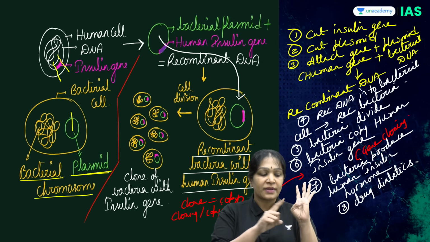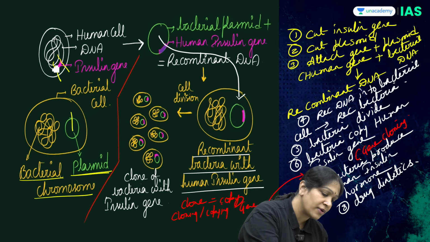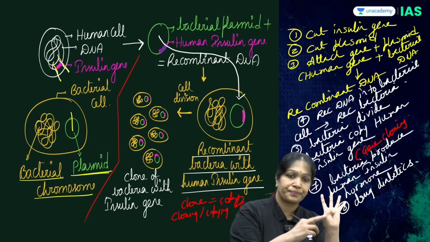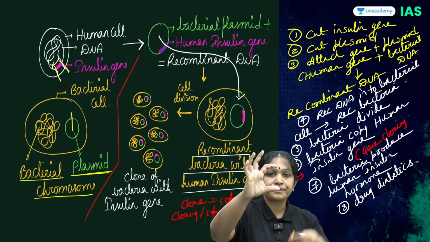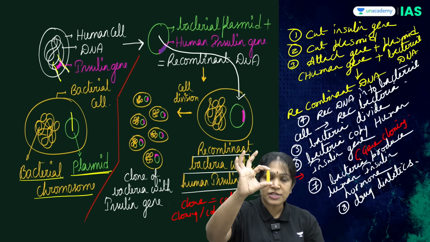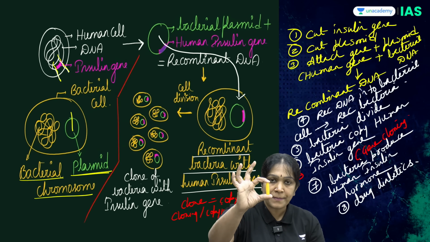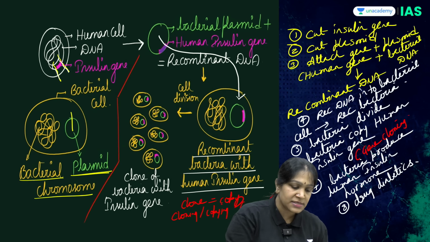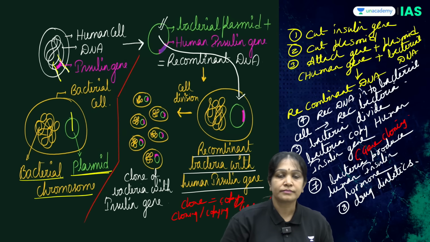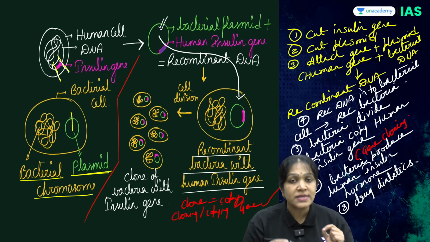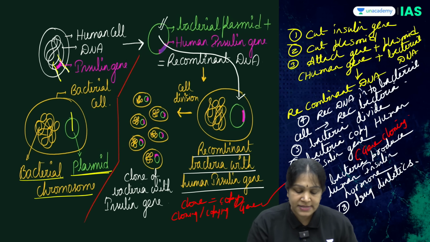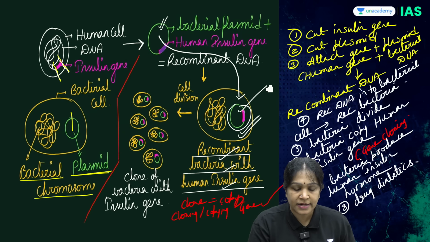I repeat: cut the insulin gene. Okay, cut this insulin gene. Then cut the plasmid. Then the third step, attach both of them. This is called recombinant DNA. This is our recombinant DNA. Then transfer that recombinant DNA into a bacterial cell, which makes it recombinant bacteria. This is recombinant bacteria because it has recombinant DNA inside.